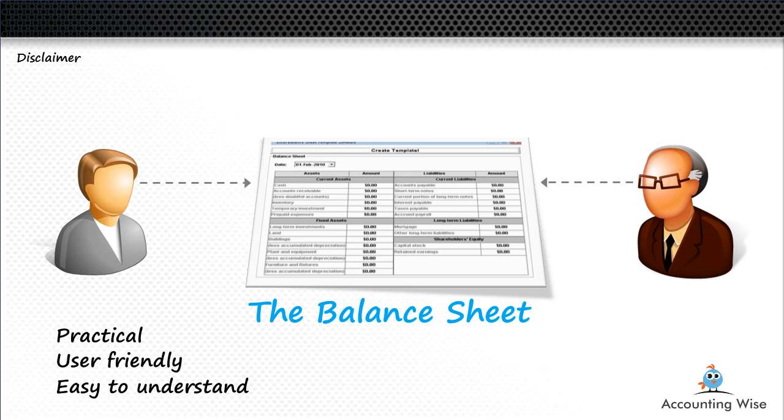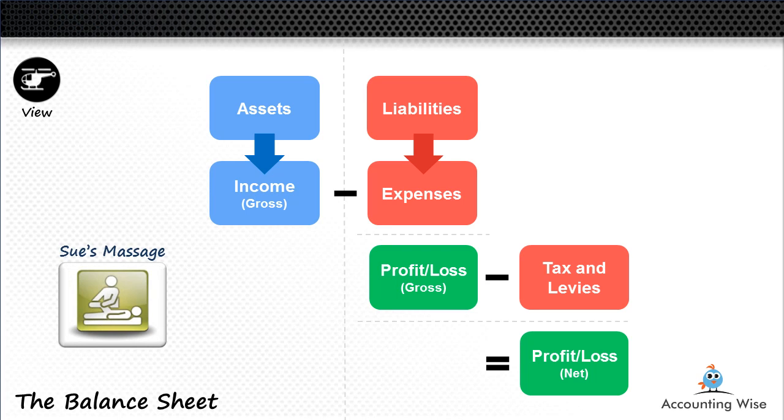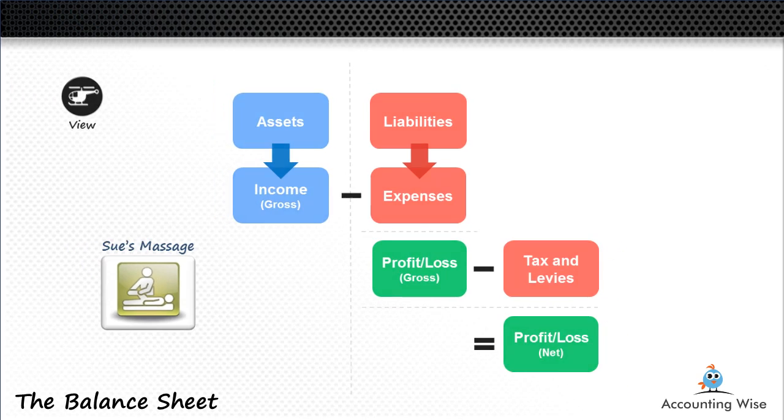Okay, let's get started. Here's an overview of a balance sheet. In this example, we're looking at Sue's massage business. You'll see that Sue has assets and liabilities in her balance sheet. In the balance sheet model we use, an asset is anything in your business that creates income, and a liability is anything in your business that creates an expense. Income minus expenses equals a gross profit or a loss. When there's a profit, the government require a slice of the pie, so gross profit minus tax and levies equals net profit. So let's take a look at Sue's balance sheet in a little more detail.